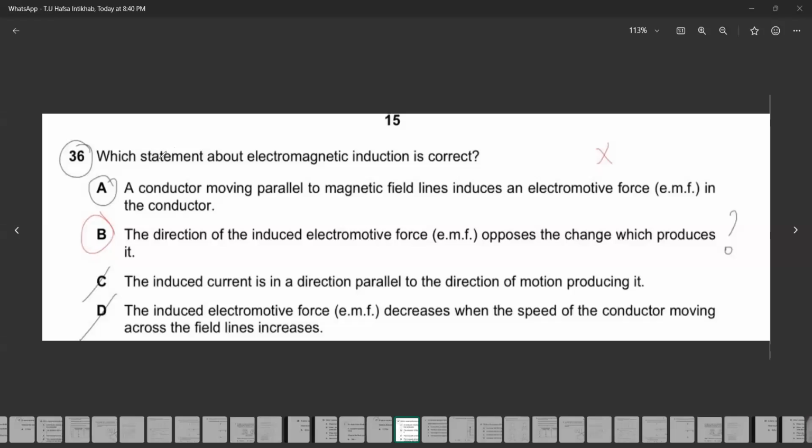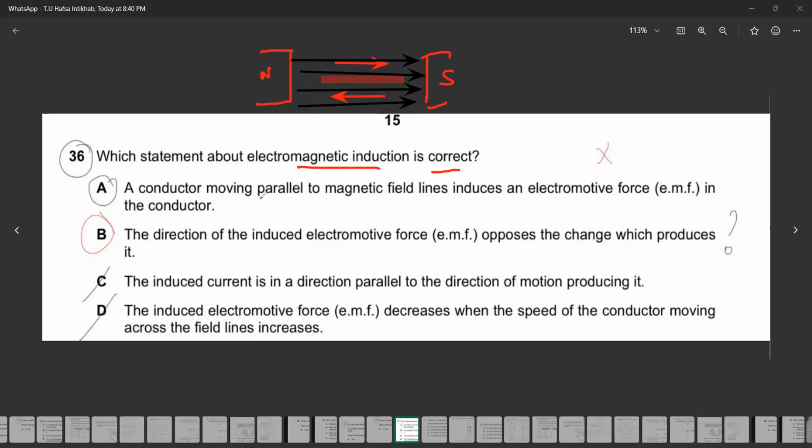In question 36, which statement about electromagnetic induction is correct? What is electromagnetic induction? Electromagnetic induction states that a change in the magnetic field induces EMF, and a conductor should cut the magnetic field. If it is parallel to the magnetic field, for example if I have a north and south, and a conductor parallel to the magnetic field, and I'm moving right and left, it won't produce induced EMF, because it is not cutting the magnetic field. It should be perpendicular to the magnetic field, or it should cut the magnetic field to induce EMF.